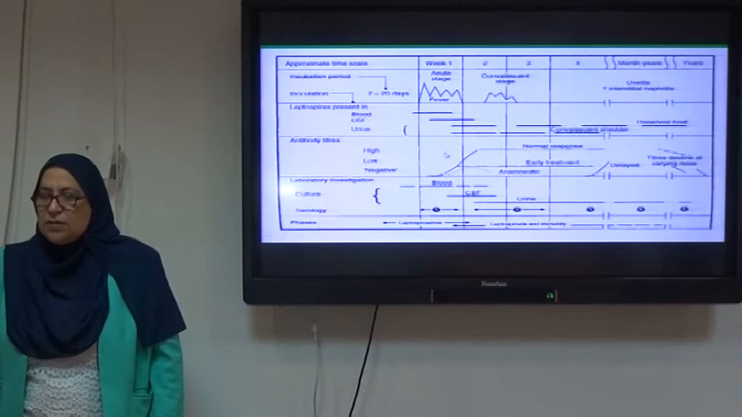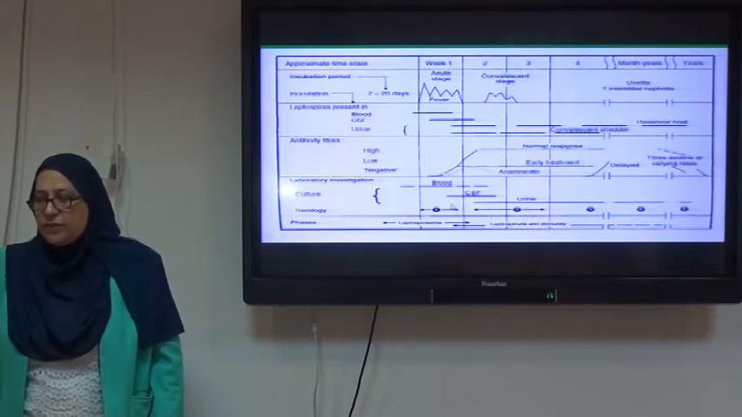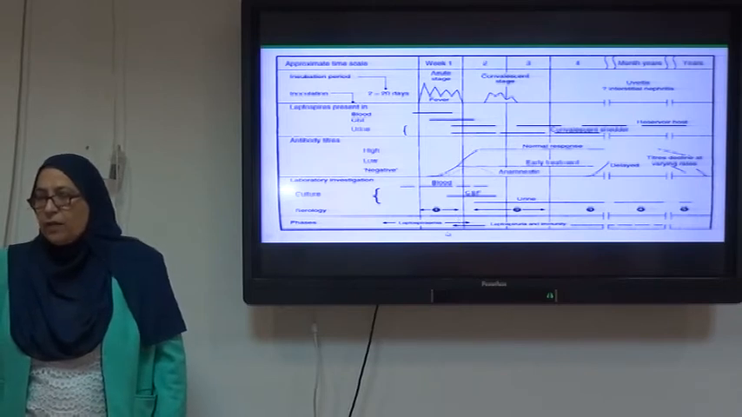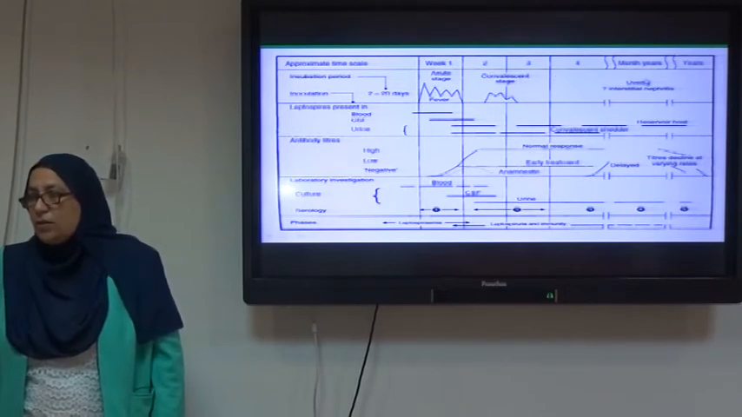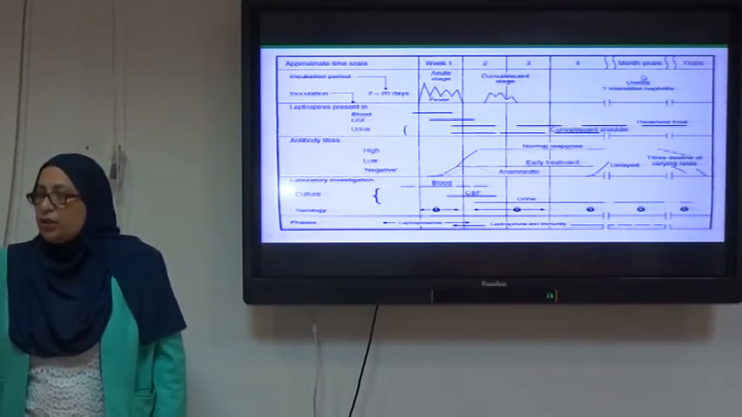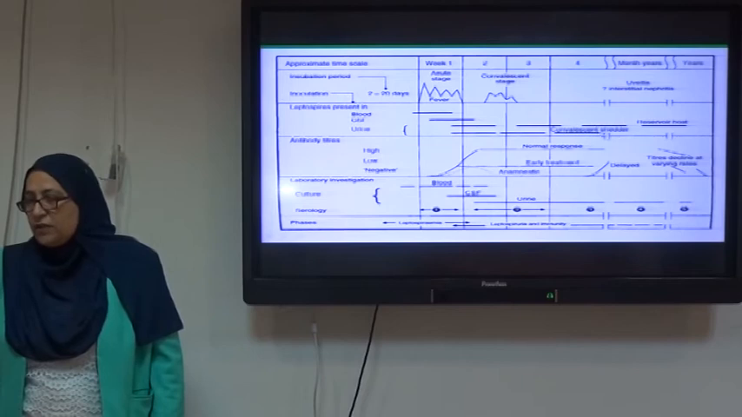The antibodies still do not appear in this stage. I can do culture from blood and CSF. Serology, maybe at the end of this phase, starting with IgM. Then the convalescent stage, and this is the immunogenic stage, maybe after months or years, affecting different organs.